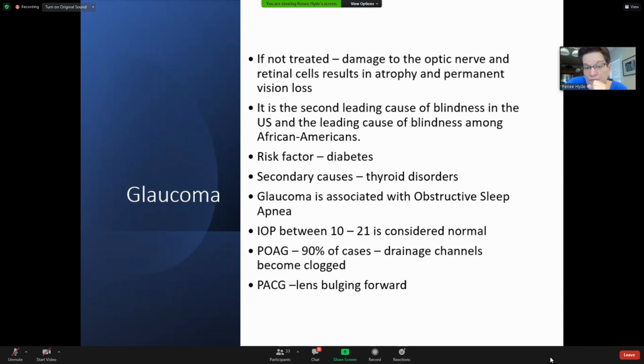Risk factors: diabetes. Some of your secondary causes would be like thyroid disorder. A lot of times glaucoma is associated with obstructive sleep apnea. So patients that are diagnosed with obstructive sleep apnea need to be evaluated with their intraocular pressure. Okay. As I said, that IOP, or that intraocular pressure, is between 10 and 21.